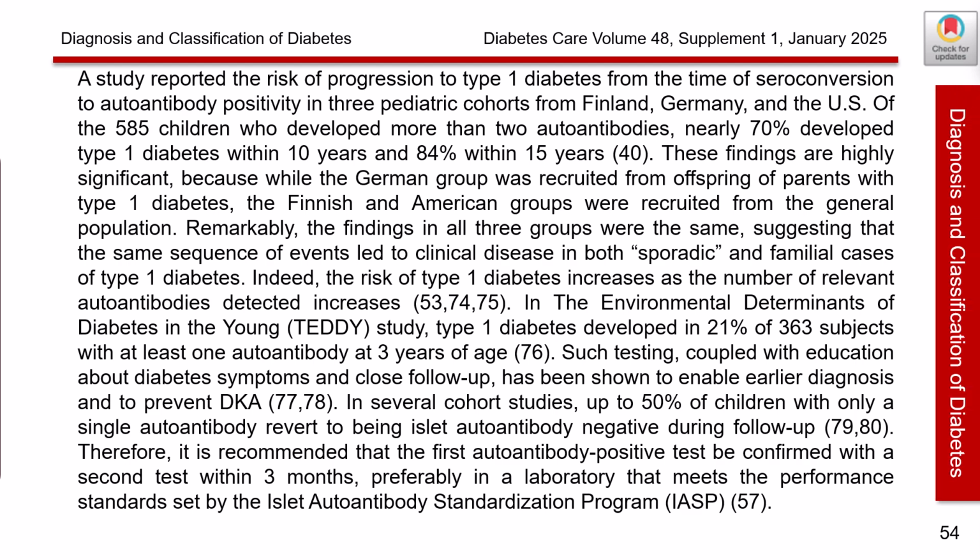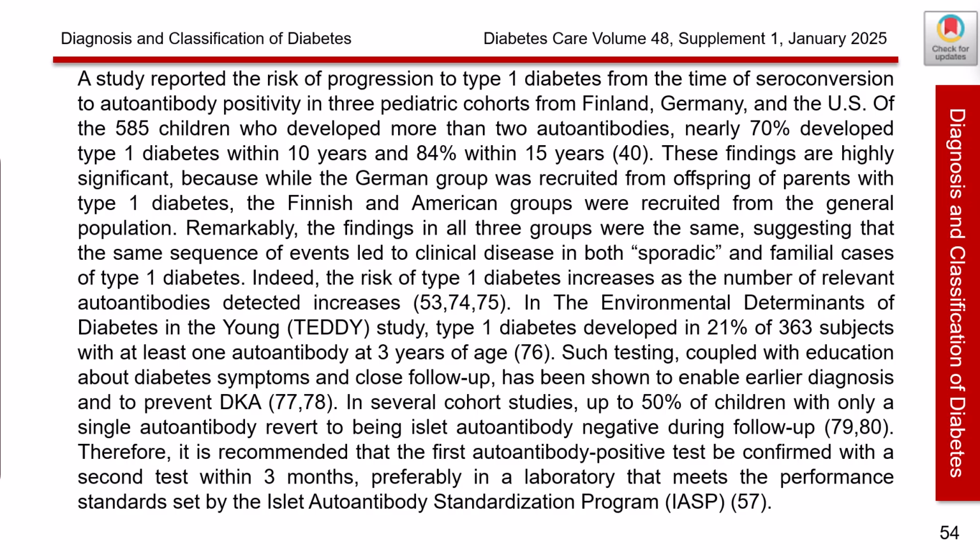A study reported the risk of progression to type 1 diabetes from the time of seroconversion to autoantibody positivity in 3 pediatric cohorts from Finland, Germany, and the United States. Of the 585 children who developed more than 2 autoantibodies, nearly 70% developed type 1 diabetes within 10 years and 84% within 15 years.